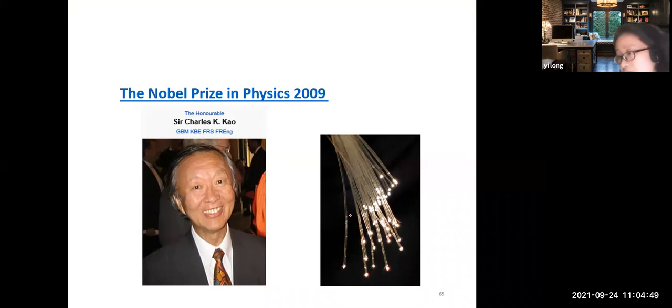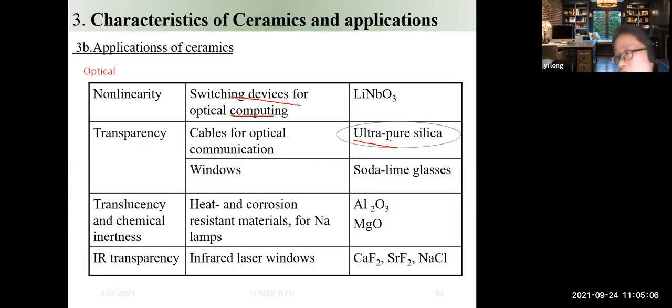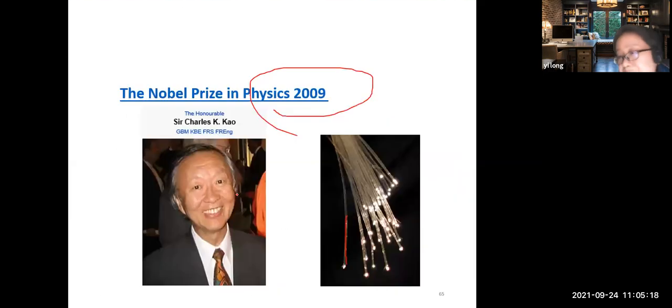Okay, so you can see this is silica. It's actually silica inside, but used as optical fiber. Optical fiber has actually even changed the world. That's what you use on the internet. It's also another Nobel Prize, in 2009. So this is pure silica fiber used in optical communications, like in windows, translucent and chemically inert. Okay, IR transparency is used for optical windows.